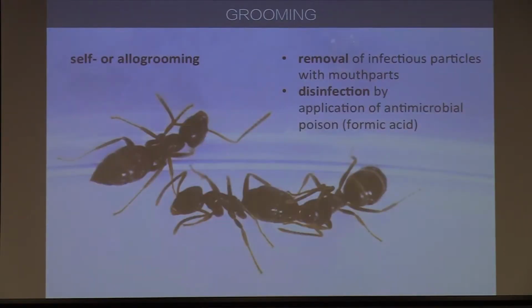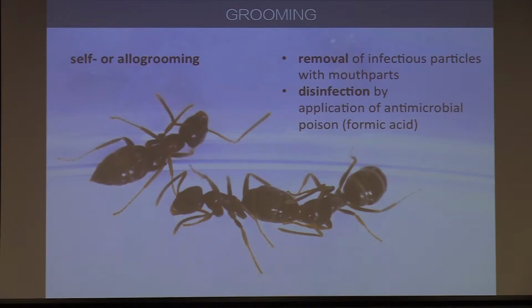And then we observe mostly grooming behavior. Grooming behavior means that you can have self-grooming or allogrooming. So the individuals themselves try to remove the contamination on their body by licking it off with their mouthparts. And the same happens in allogrooming. Here you have an individual that tries to remove fungal pathogens from the body surface of its contaminated nestmate.